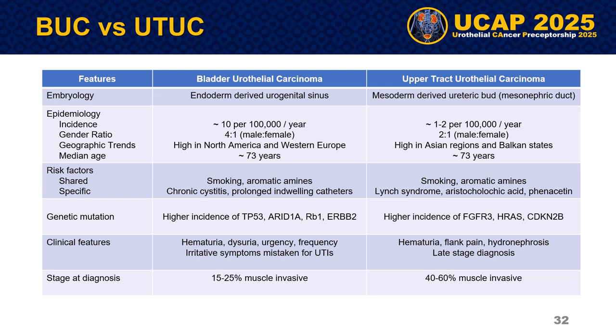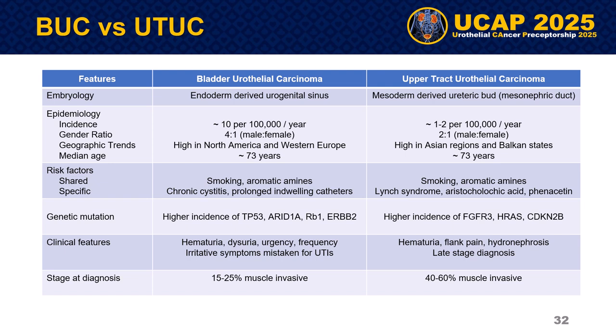Both cancers share common risk factors such as smoking and exposure to aromatic amines. However, their specific risk factors diverge significantly. Bladder cancer is strongly associated with chronic cystitis and prolonged indwelling catheters, as well as any conditions giving rise to chronic inflammation. In contrast, upper tract urothelial carcinoma has a unique association with Lynch syndrome, aristolochic acid exposure, as well as phenacetin use. These sporadic risk factors help explain the geographic clustering as we discussed earlier.